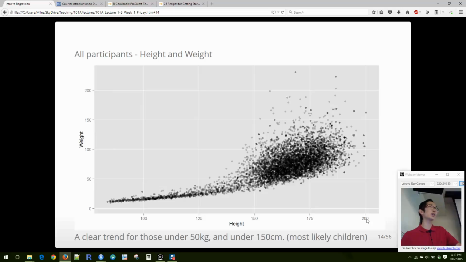People who have greater height generally tend to weigh more, okay? And it seems very true down here. What's going on down here? The height is measured in centimeters and weight is measured in kilos. So what's going on down here?